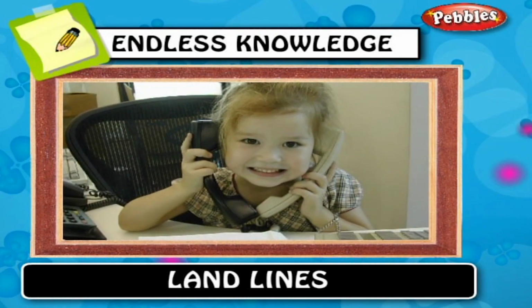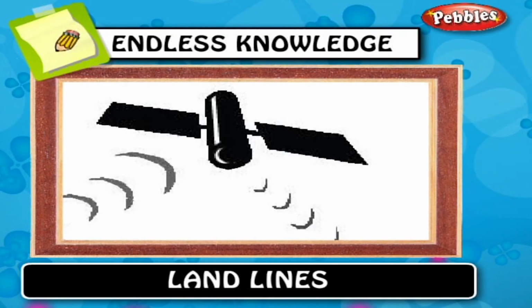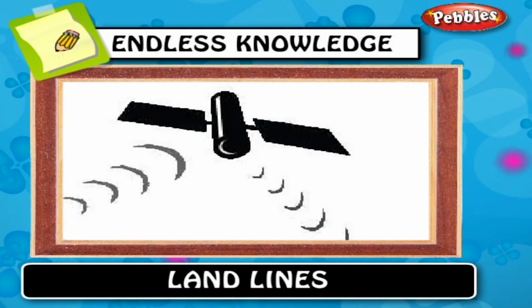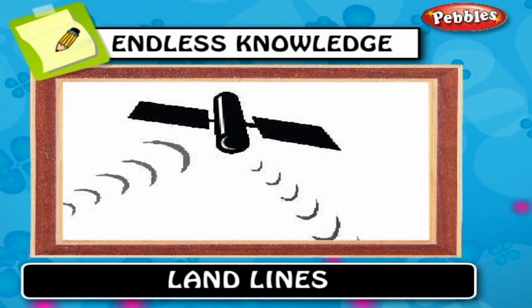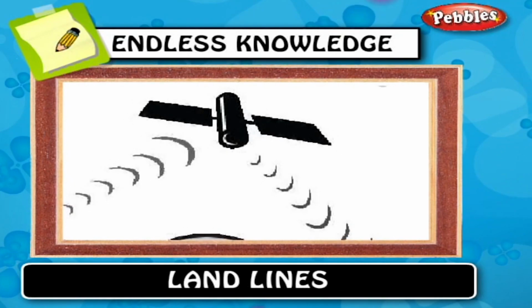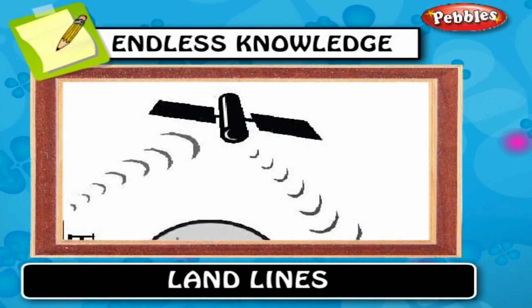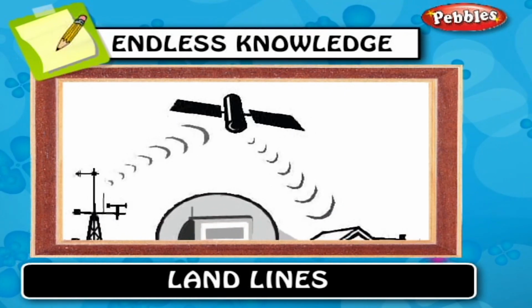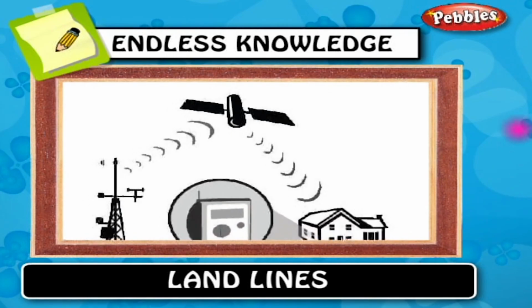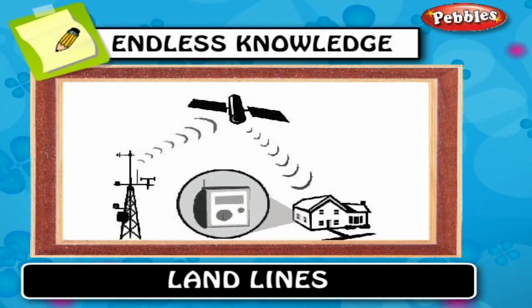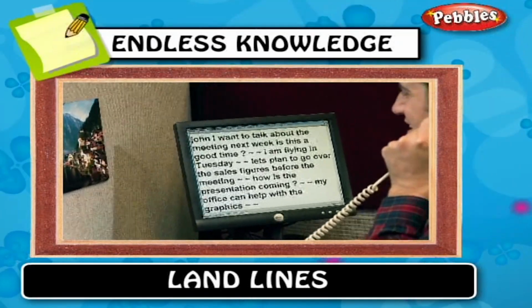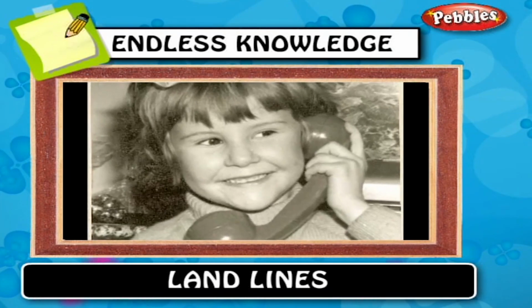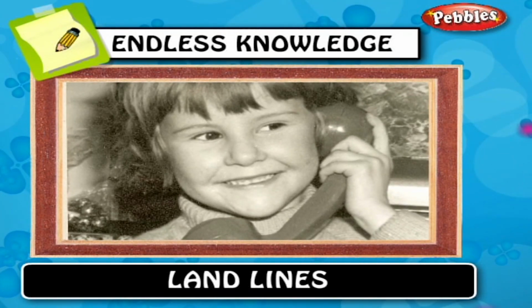Some signals are sent along cables. If your friend lives in a faraway city, the signal may be sent through the air. The signal reaches the telephone exchange nearest your friend's place. This exchange sends the signal to your friend's telephone and it starts ringing. When your friend picks up the phone, the two phones get connected and you can talk to each other.